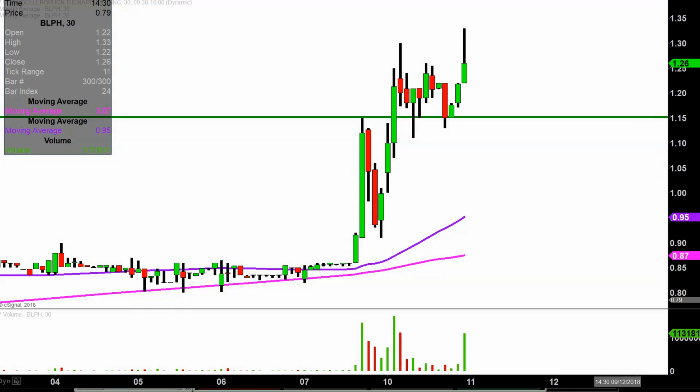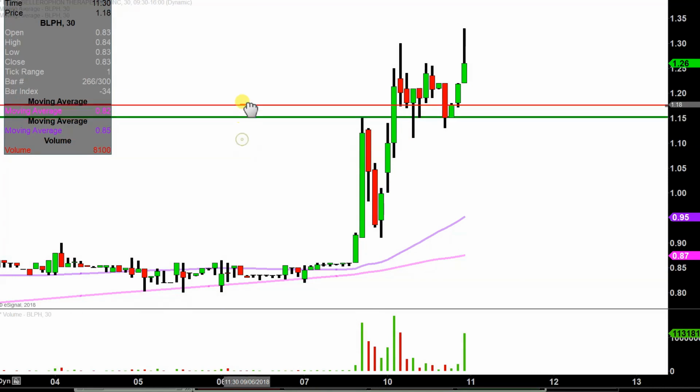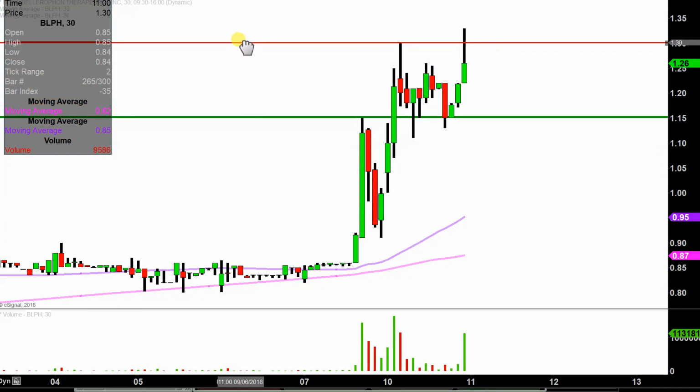What about levels of resistance? As far as where the sellers are currently hanging out, pretty straightforward right now. They seem to be right up around $1.30. Actually, in the final 30 minutes, the price was able to temporarily push through $1.30, but could not maintain it. So therefore, $1.30 still has to be considered that area of resistance.